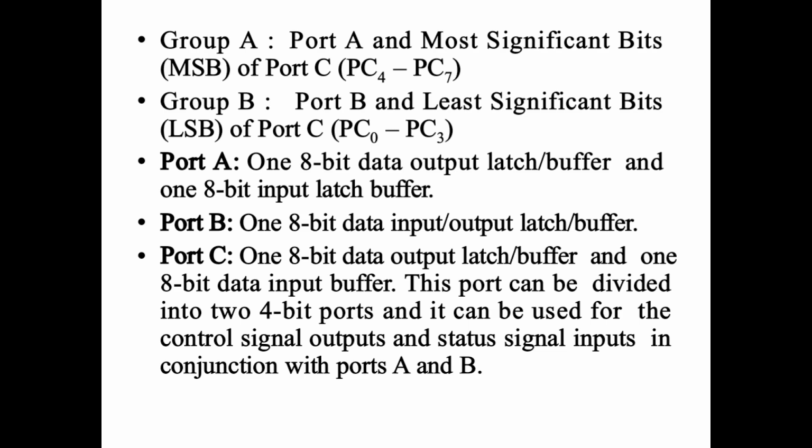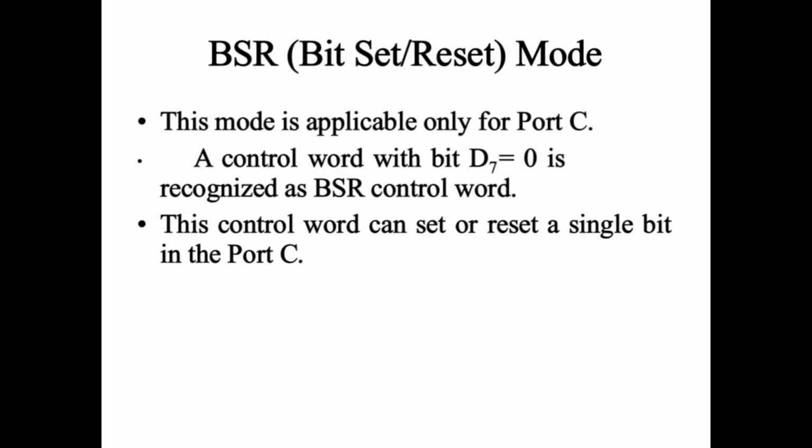bits of port C. Port A has one 8-bit data output latch buffer and one 8-bit input latch buffer. Port B has one 8-bit data input-output latch buffer. Port C has one 8-bit data output latch buffer and one 8-bit data input buffer. This port can be divided into two 4-bit ports, and it can be used for control signal outputs and status signal inputs in conjunction with port A and port B.